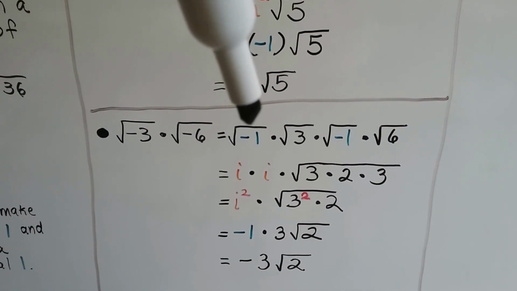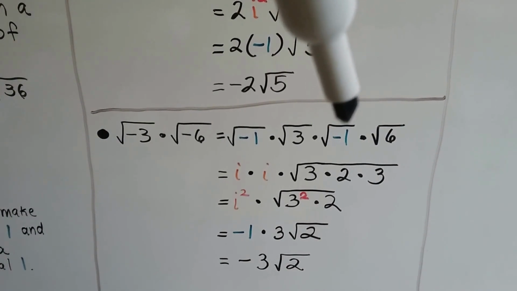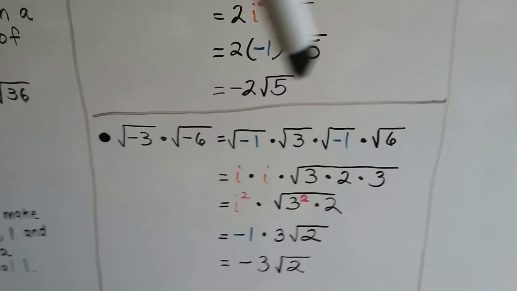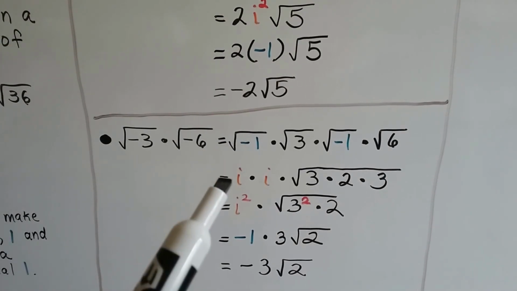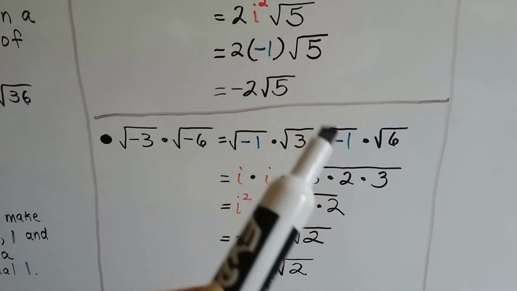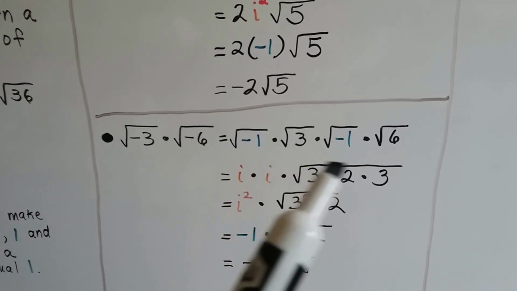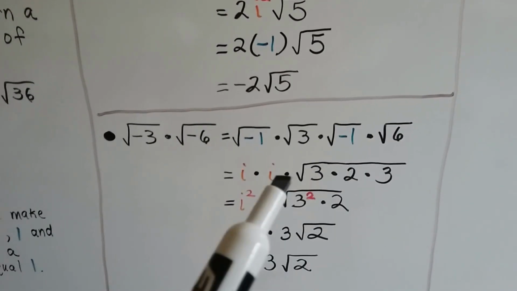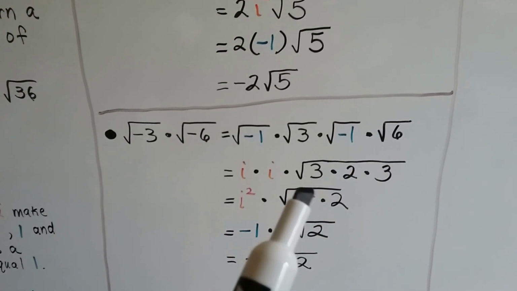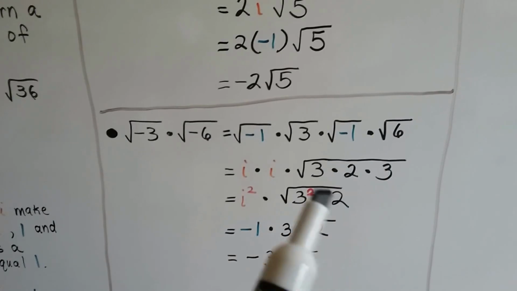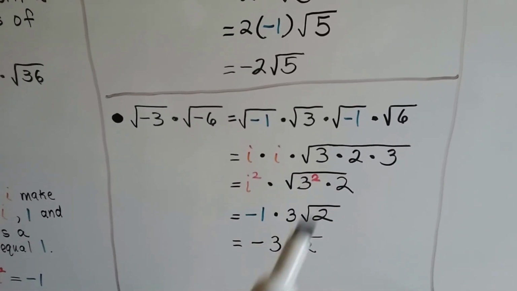it's really the square root of negative 1 times the square root of 3 times the square root of negative 1 times the square root of 6. So we can pull that negative out, and we know that the square root of negative 1 is i. So we have one here and one here, so that's i times i, isn't it? And we have the square root of 3 times the square root of 6. That 6 can be factored into a 2 and a 3, and we end up with a 3 here and a 3 here. That means we have 3 squared, because there are 2 of them. We have 3 to the second power.